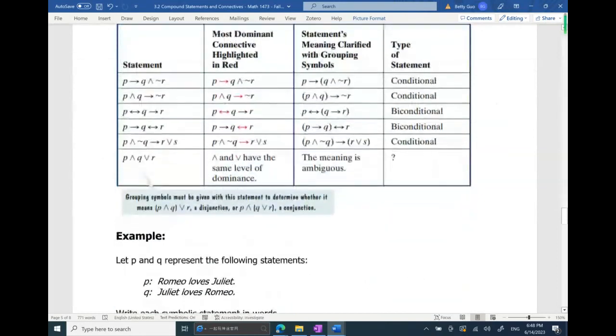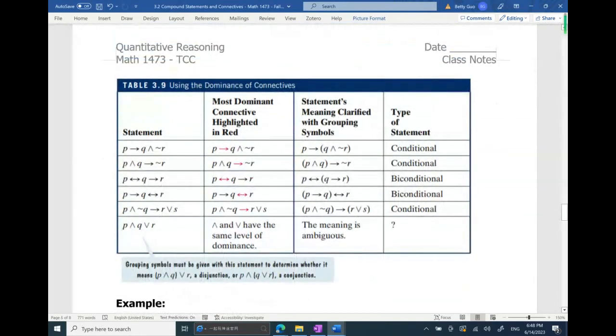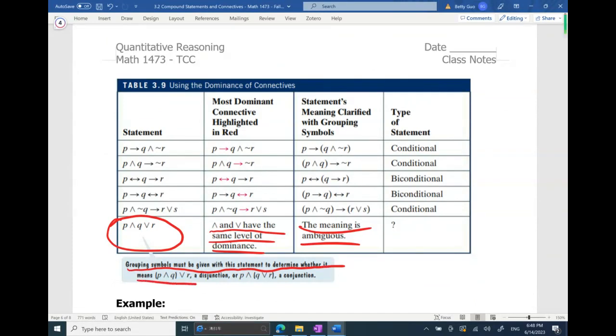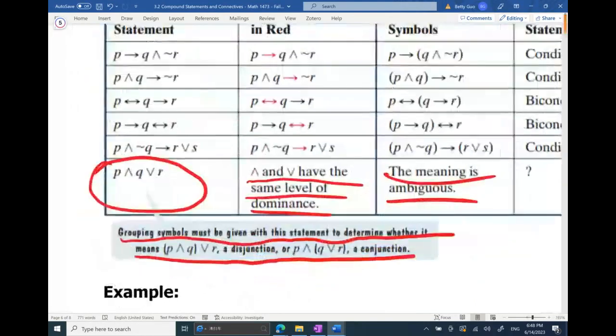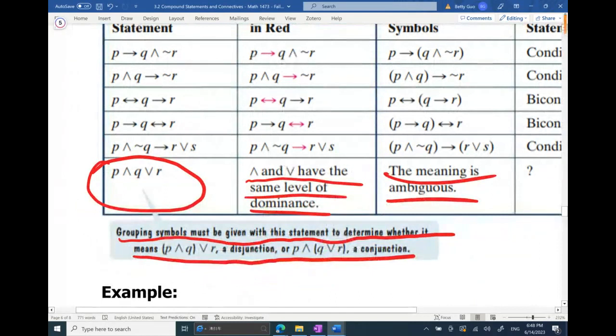And to answer your question, look at it here. Let me mark. Look at it right here. You see that? Since disjunction and conjunction have the same level of dominance, the meaning is ambiguous. Look at the small print here: grouping symbols must be given with this statement to determine whether it means this, a disjunction, or this, a conjunction. You see that? There are cases where parentheses are necessary in order to make the meaning clear.